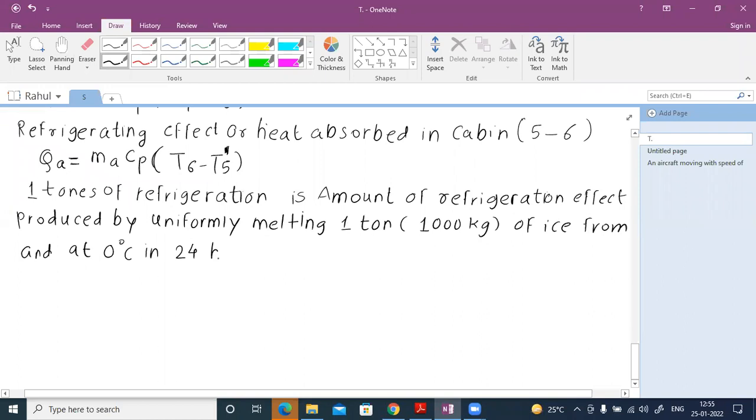In 24 hours. So what is simple? Let us say you have 1,000 kg of ice and you are maintaining it at 0 degrees Celsius. How much refrigerating effect is it producing? That is nothing but 1 ton of refrigeration.